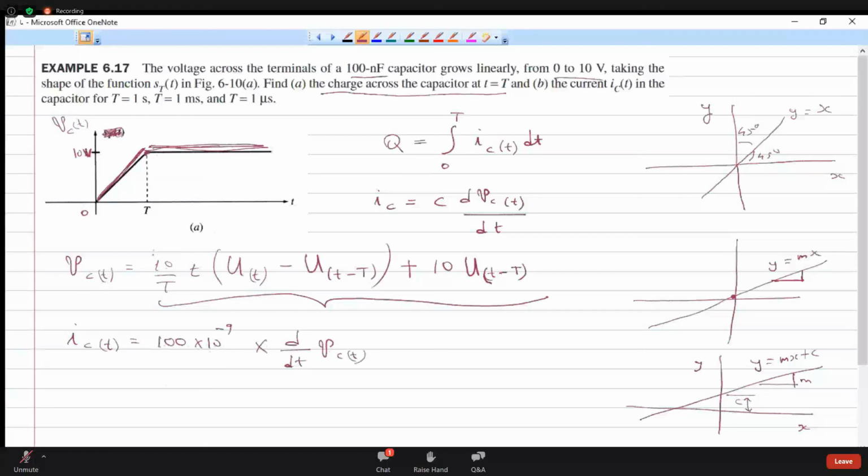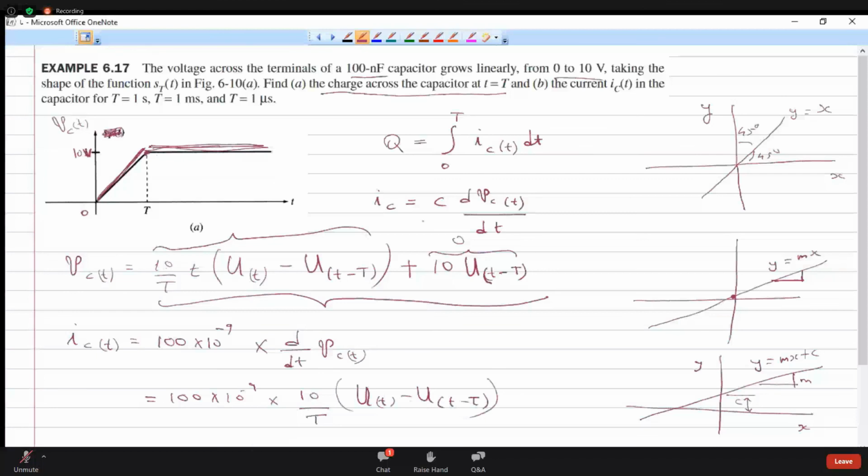So the derivative of the first portion is 10 by T, right? And the derivative of the second portion is equal to 0, because this is a constant, and this is also a constant. So this will be equal to 100 into 10 power minus 9 into 10 by T into u of t minus u of t minus T. This is the current that is flowing across the capacitor when we are applying this particular voltage.